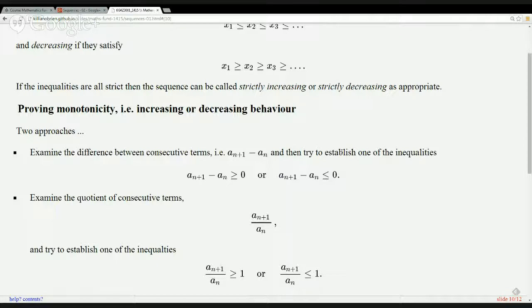that's an increasing sequence. Similarly, if you show that the difference a_{n+1} minus a_n is less than or equal to 0, that's equivalent to showing a_{n+1} is less than or equal to a_n, i.e. that's a decreasing sequence, a sequence where the terms are getting smaller and smaller. So that's one way to do it. Look at the difference and compare the difference to 0.